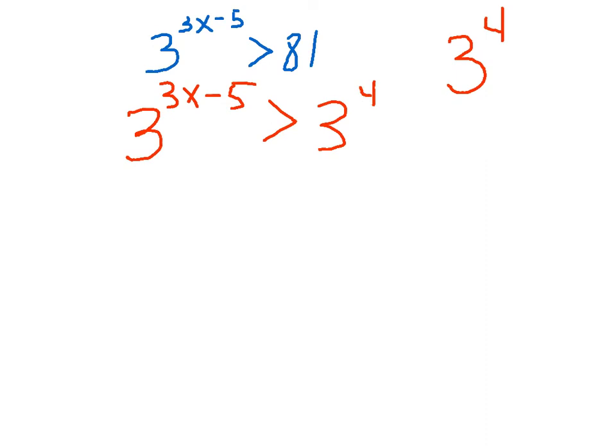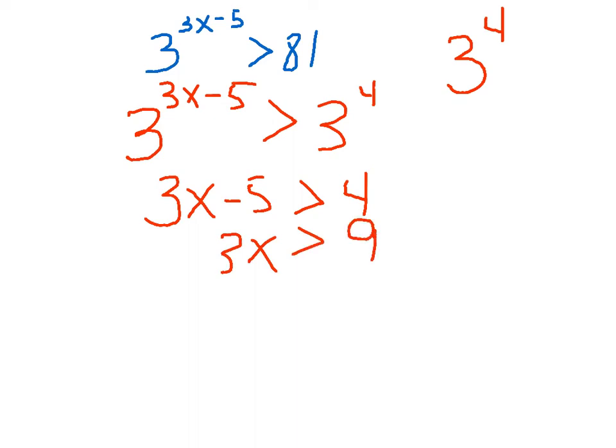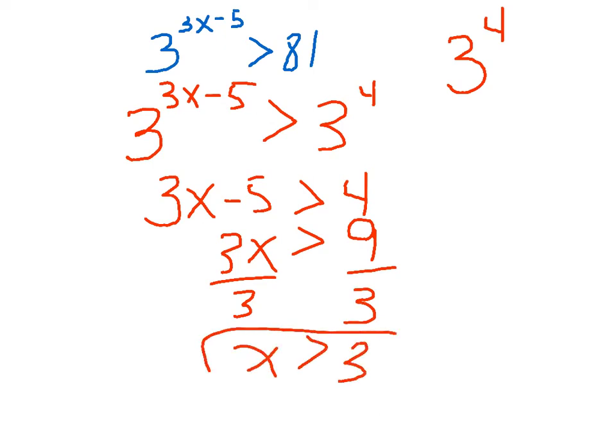Again, at this point, when I have the bases the same, they're not going to matter for my solution. So I'm going to take the exponents and use those to solve. If I add 5 to both sides, we get 3x is greater than 9. When I divide by 3 on both sides, we find out that x is greater than 3.